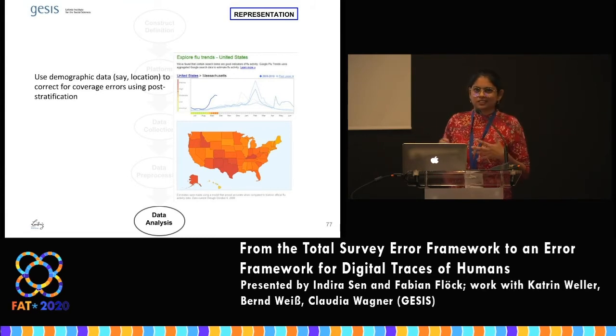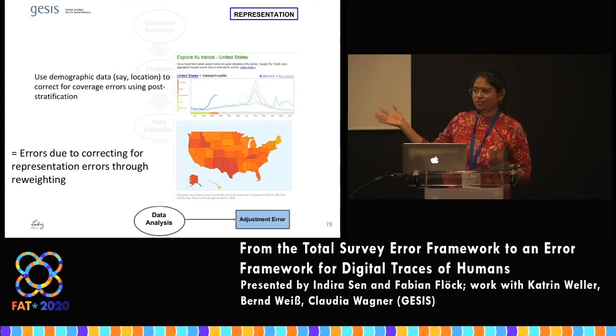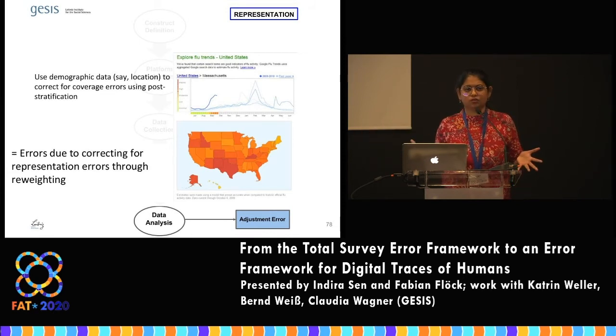The unfortunate part is that sometimes trying to correct for some of these representation issues might cause another representation issue, or the adjustment error in this case. Depending on the variables that you use, for example, in the flu example, we could look at location. Is picking location enough to explain the self-selection of these platform users, or are there more variables involved? So there's a question of the number of variables that we should use for adjustment. There's also the matter of different methods that can be used for readjustment. There are quite a few methods, from raking to inverse propensity weighting, which have all been studied in a lot of detail in survey methodology.